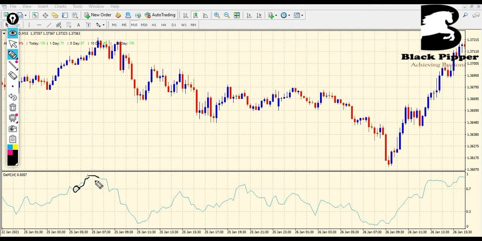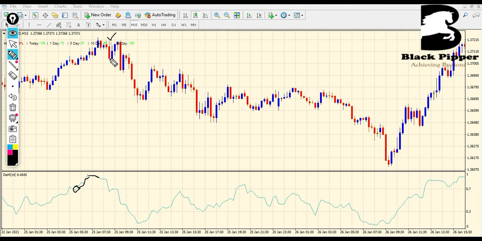Okay, so the first confirmation is that you have to see the oscillator turn direction. Then you have to find a bearish candle. The bearish candle should be a strong bearish candle. It should not be a very small bearish candle, like this is a very small candle, this is also a very small candle. So something like that.